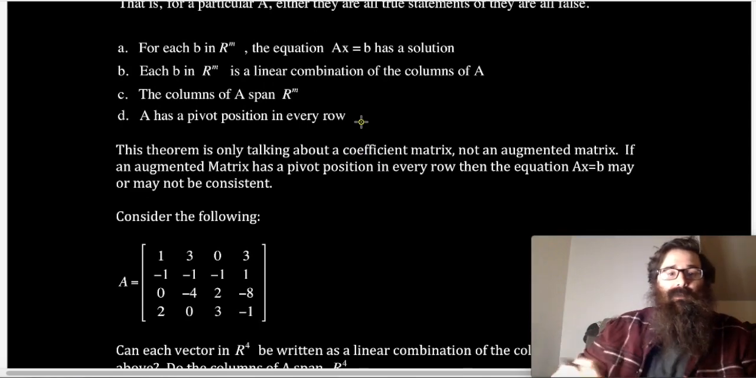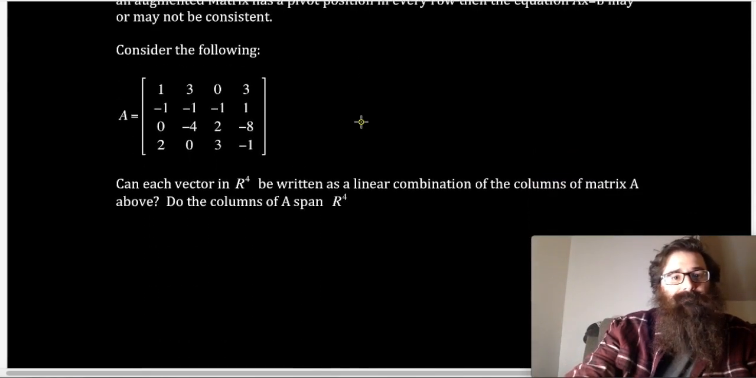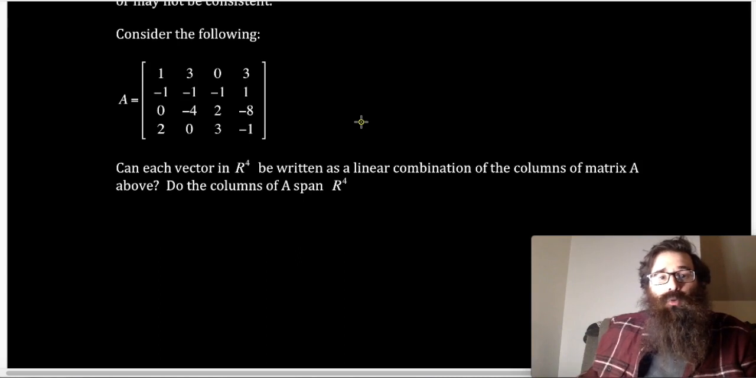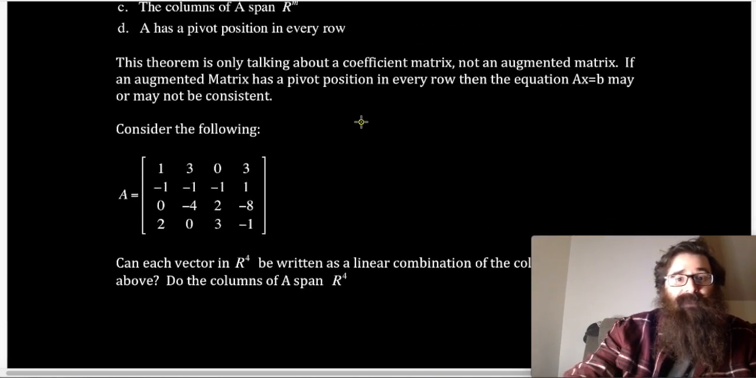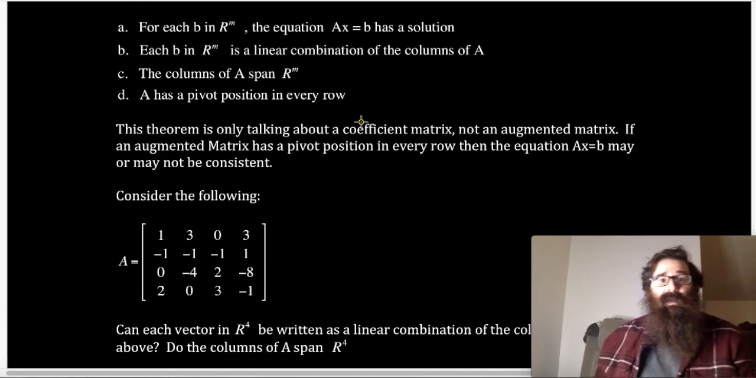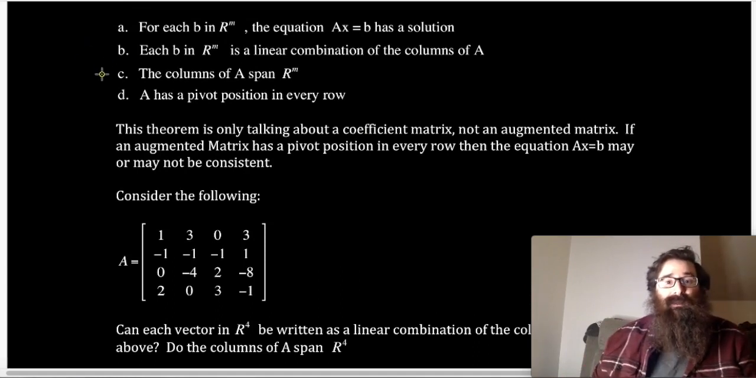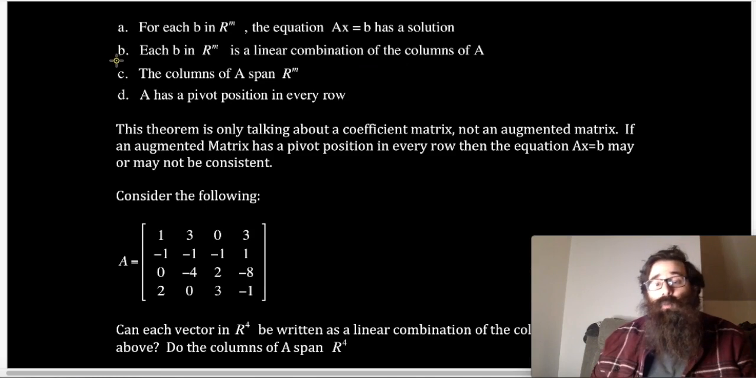But now we have this follow-up question. It says, consider the following matrix. Can each vector in R4 be written as a linear combination of the columns of matrix A, and do the columns of A span R4? If I look back at my logically equivalent statements, these are a couple of them. Can each vector in R4 be written as a linear combination of the columns of A? That's the second statement. Do the columns of A span R4? That's the third statement. I want to know, are these things true? Well, I want to use the fact that I can prove one of these as true, and then I know that all of them are true.